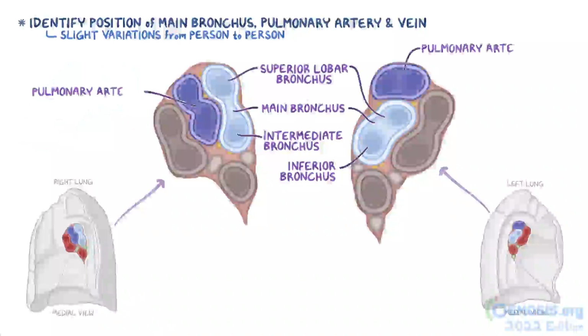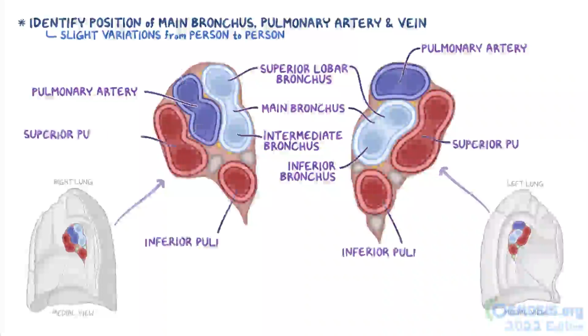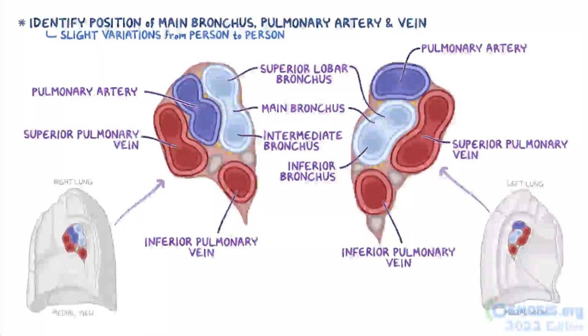Second, the pulmonary artery is the superiormost structure on both the left and right roots. However, on the right side, you may see the first two branches of the pulmonary artery. Third, the superior and inferior pulmonary veins are typically the anteriormost and inferiormost structures on both lung roots.